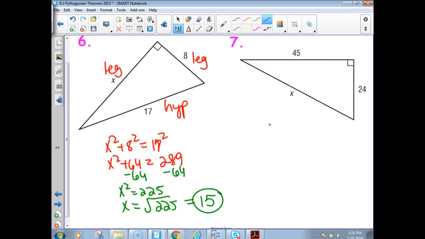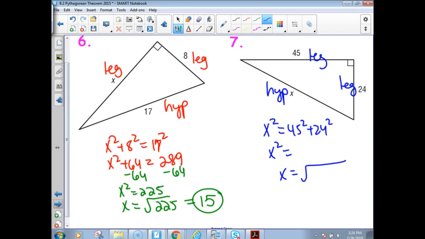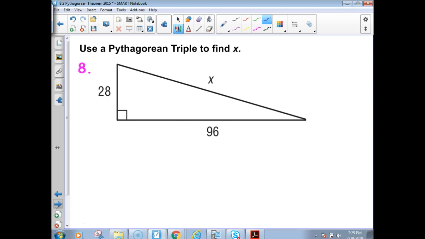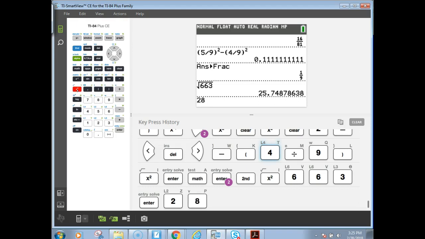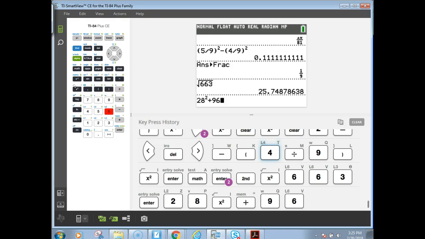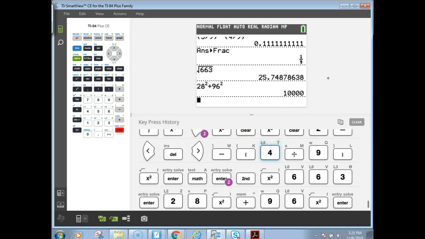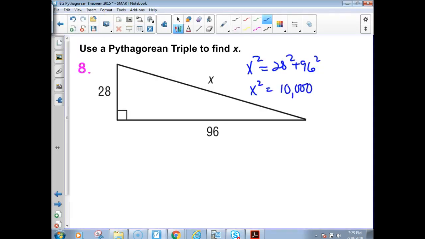All right, and this one, you can start with the hypotenuse if you like, but x squared equals 45 squared plus 24 squared. That is large. Like leg, hypotenuse. And then you know what to do. Square root of what that is. You guys find that one, please, so I can keep going. This one, again, x squared equals 28 squared plus 96 squared. Oh, wow, we got 10,000. What's going to happen when you take the square root of that? Yeah, the square root of that is 100.